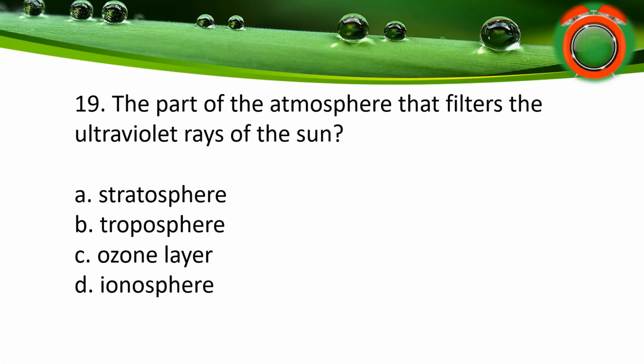Number 19 question. The part of the atmosphere that filters the ultraviolet rays of the sun. A. Stratosphere. B. Troposphere. C. Ozone layer. D. Ionosphere.